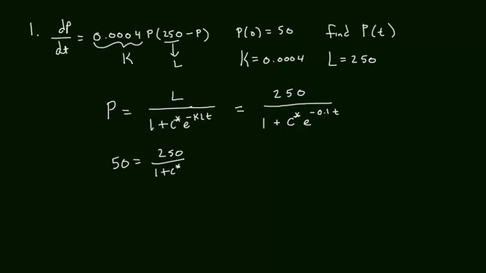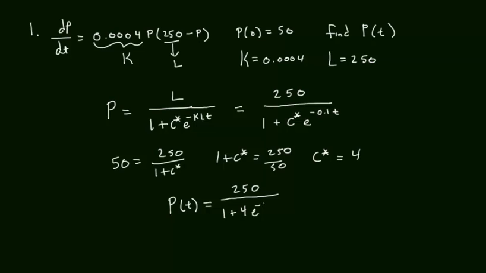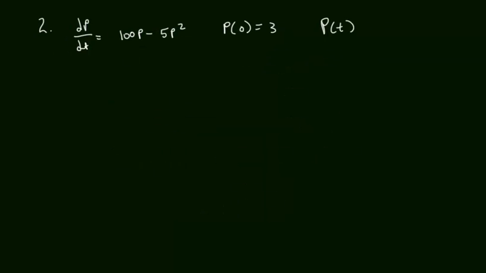That tells me that 1 plus C star equals 250 over 50, so C star equals 4. So our final equation is P of T equals 250 over 1 plus 4 e to the negative 0.1 T.